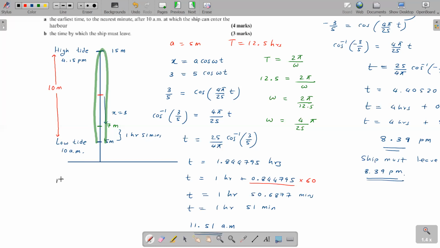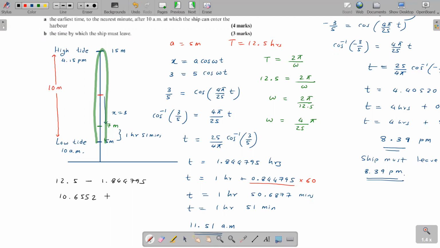So what do you get here? 12.5 minus 1.844795. So we'll subtract the decimal figure. How much is it? 12.5 minus 1.844795 is... subtract the two values, and then we'll get the time taken to go from the low tide to the 7 meter point. How much is it? 1.844795, and that is 10.655205. It goes on.